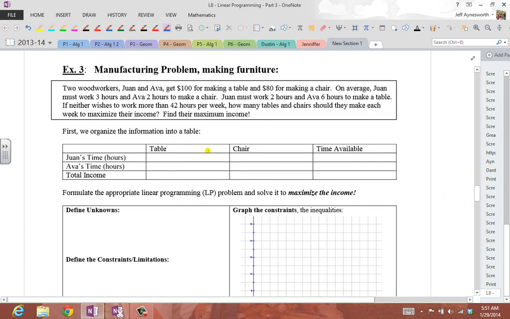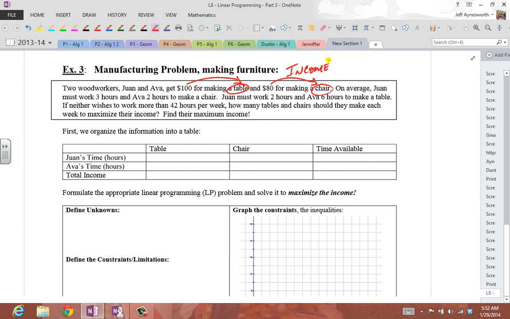We have two workers, Juan and Ava. Yes, I said Juan and Ava. They get $100 for making a table. That looks like a profit, but they get $80 for making a chair. That's their income, actually, so it doesn't say profit. The money that they bring in is called income, and sometimes after you take that income and subtract the cost, you get what's called profit. Sometimes they call it profit and sometimes income. It all depends on what's going on. This time, this is the income.